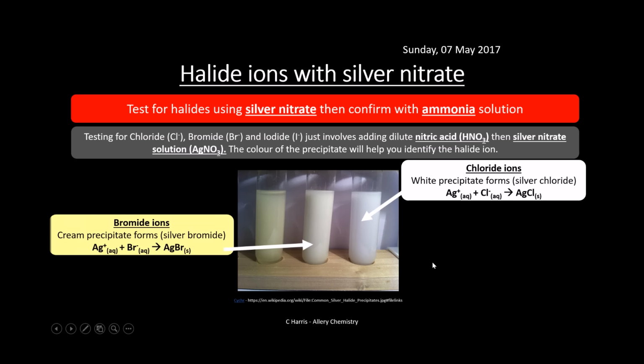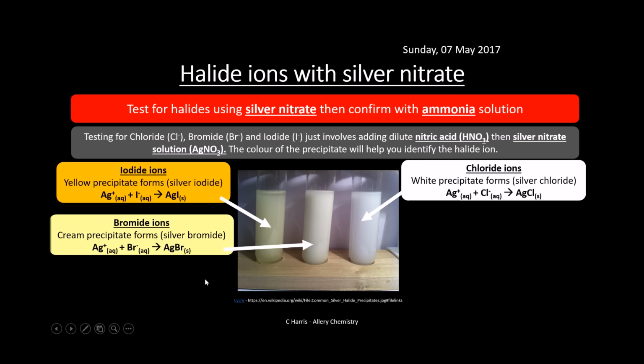The cream one here is a sign of bromide ions, cream precipitate formed. The cream precipitate is silver bromide, that's the actual precipitate. And here's the ionic equation: Ag⁺ + Br⁻ forms AgBr, silver bromide, which is a solid. And the last one, the yellow one, is iodide ions. These form a yellow precipitate, and here's the ionic equation for that as well: Ag⁺ + I⁻ forms AgI. Silver iodide is your yellow precipitate.